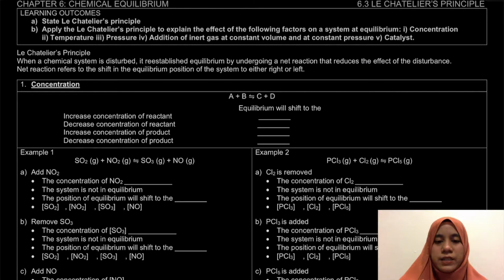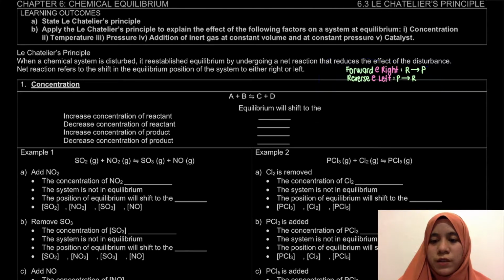So it says here it will undergo a net reaction. So what is actually a net reaction? A net reaction refers to the shift in the equilibrium position of the system to either right or left. When we learned 6.2 reaction quotient, we also learned that the system will shift to the right, or the system will shift to the left. So here I'm just going to write down what right and left actually mean.